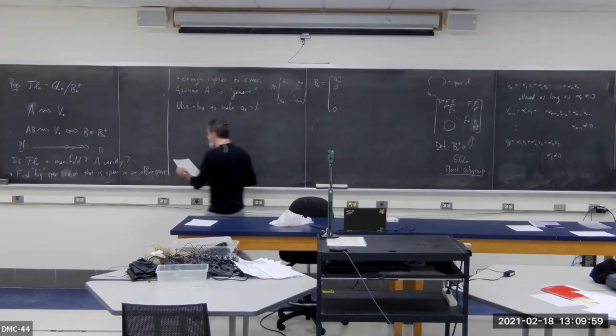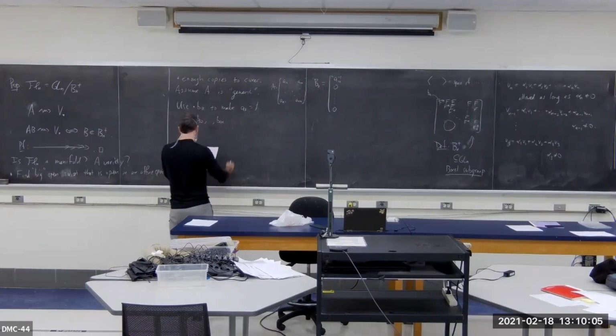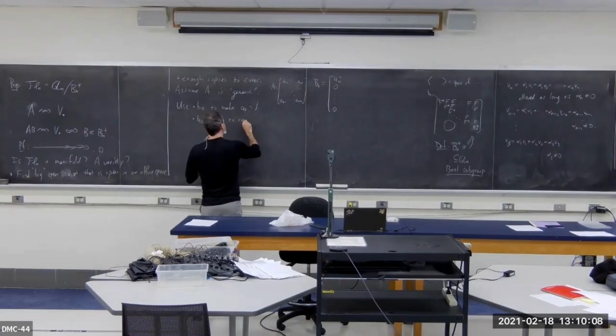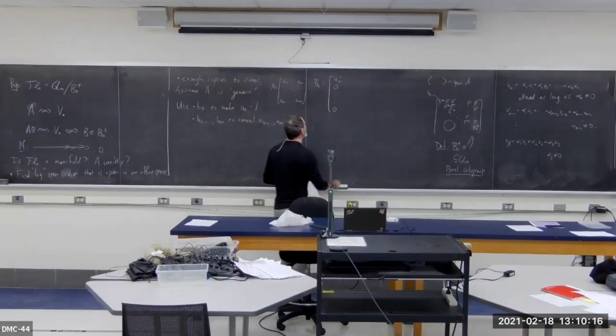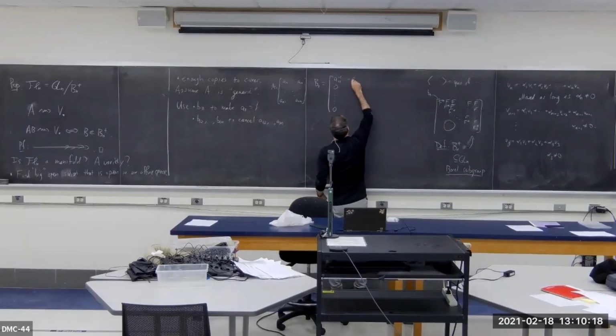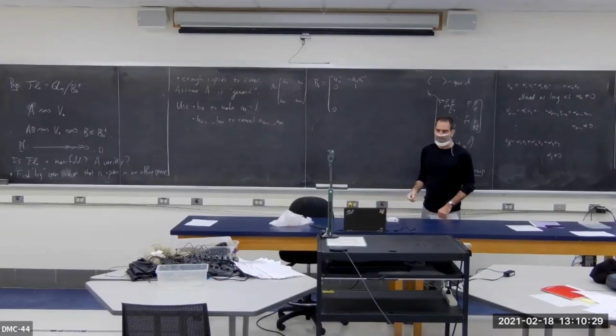So I'm going to use the entries over here to cancel off the entries in the top row. I'm going to use B12 up through B1N to cancel A12 up through A1N. How do I do that? I put negative A12 times A11 inverse, and then I put a 1 there. Fair enough?